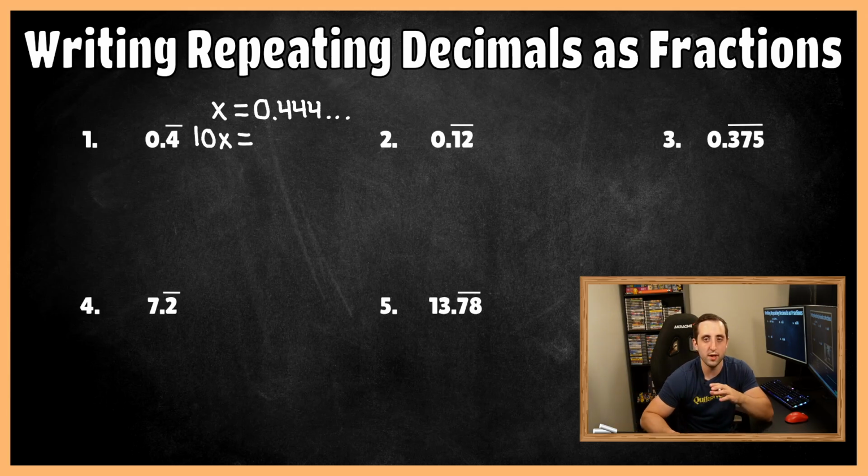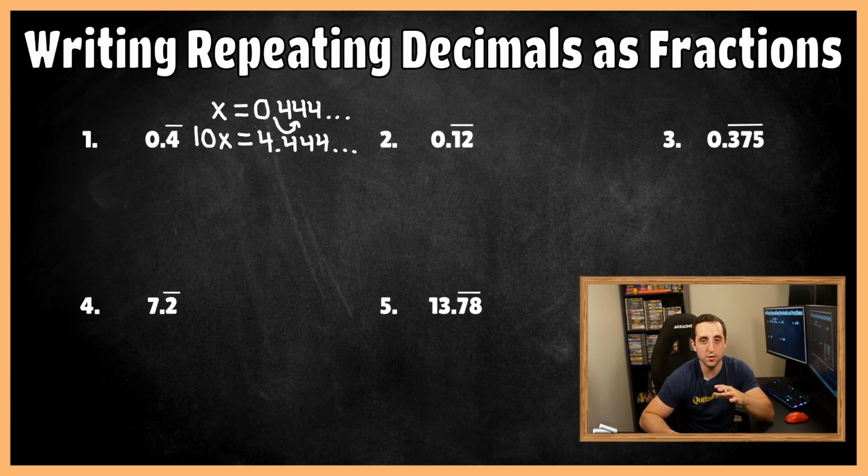And then how do you multiply this repeating decimal by 10? It's very, very simple. All you want to do is move the decimal point one place value to the right. So you're essentially just multiplying by a power of 10, which is moving the decimal point once to the right. So now we have 4.4 repeating.